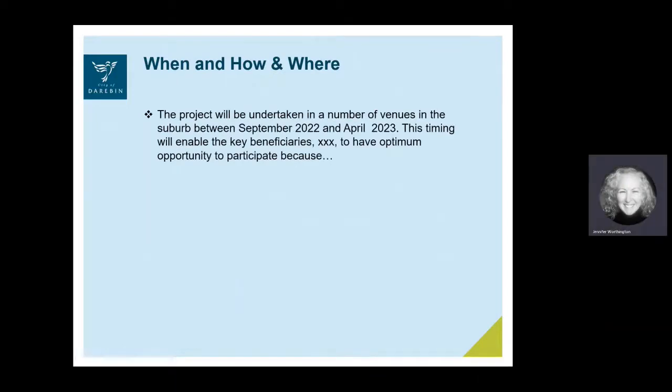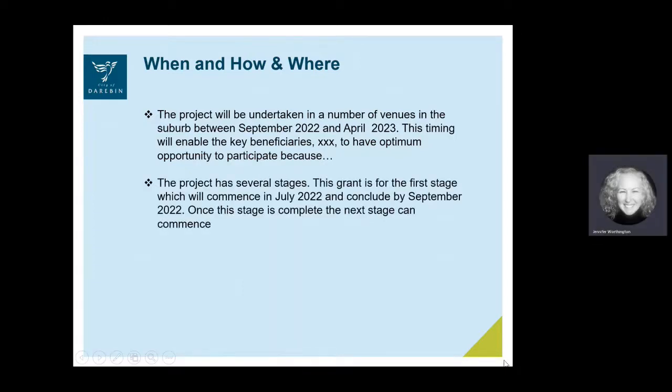So the project will be undertaken in a number of venues in the suburb between September and April. This timing will enable key beneficiaries and other people attending to have optimum opportunity to participate because the project has several stages. This grant is for the first stage, which will commence in July and conclude by September. Once this stage is complete, the next stage can commence.